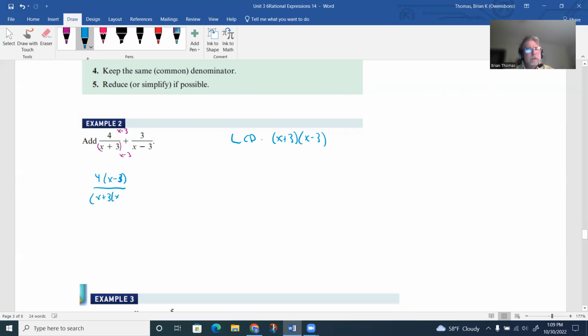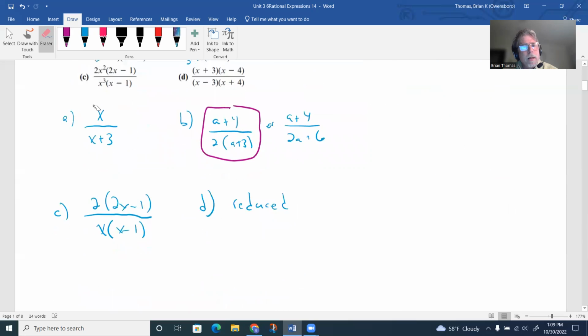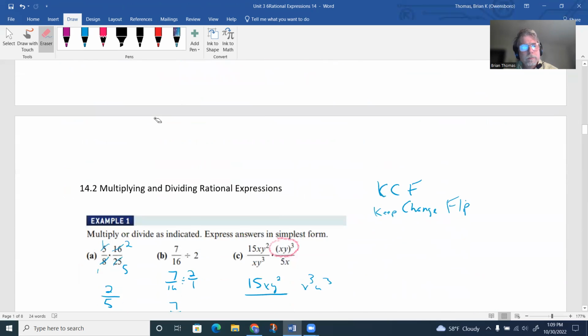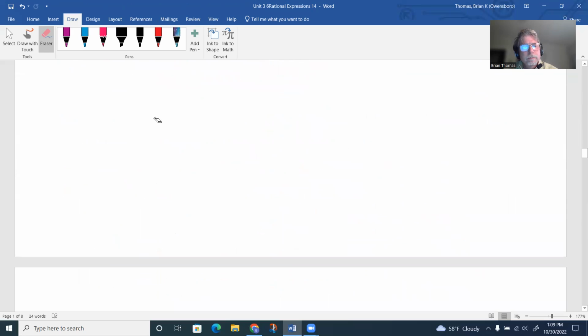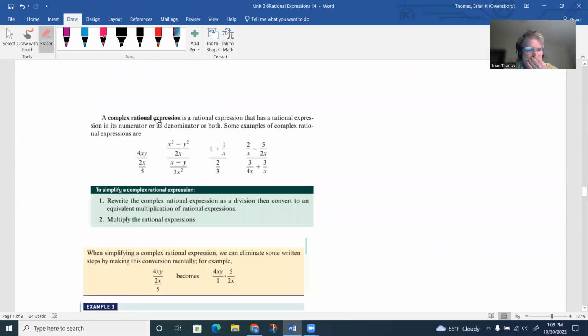Let me try that again. Got too many errors in my writing. Where did we go? That thing just took off on us, didn't it? I don't know why it does that, but it did. It took off way up there.